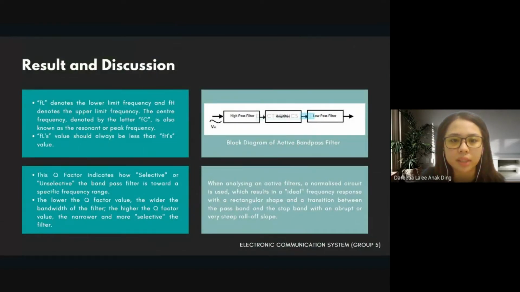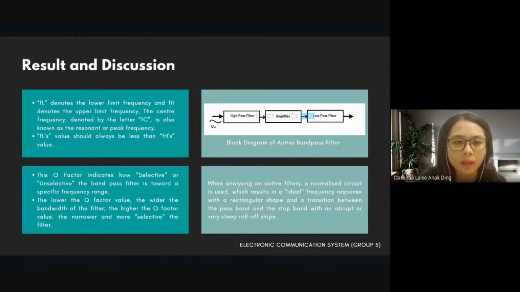A bandpass filter is a circuit that only allows a specific frequency band to pass. This passband spans the cutoff frequencies FL and FH. In this case, FL denotes the lower limit frequency and FH denotes the upper limit frequency. The center frequency, denoted by the letter FC, is also known as the resonant or peak frequency. FL value is always less than FH value. The filter passband is nothing more than its bandwidth. The filter gain is maximized at resonance or center frequency, which is FC, which is referred to as the overall passband gain.